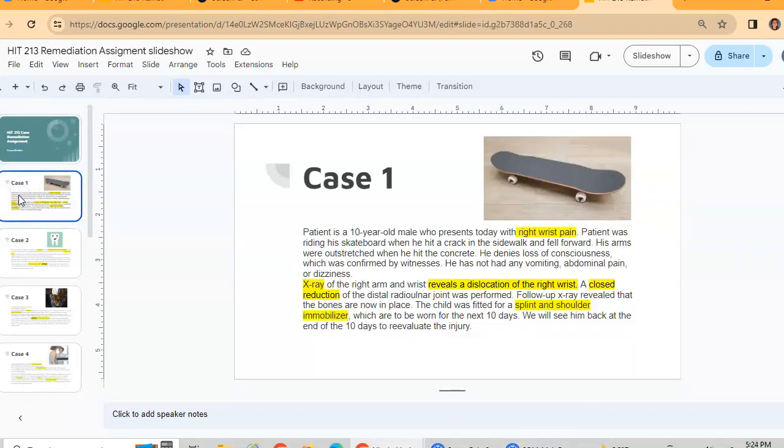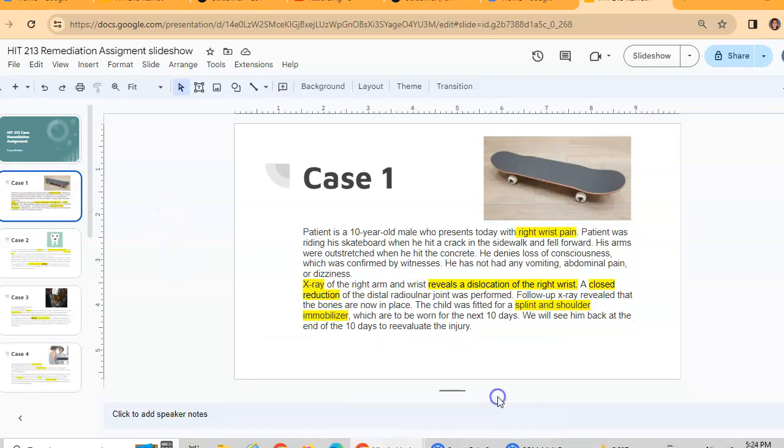Starting with case 1, I would Google dislocation of right wrist. Patient presents with right wrist pain due to fall from skateboard. X-ray of right arm and wrist reveals a dislocation of the right wrist. A closed reduction of the distal radial ulnar joint was performed. Patient was fitted for splint and shoulder immobilizer.